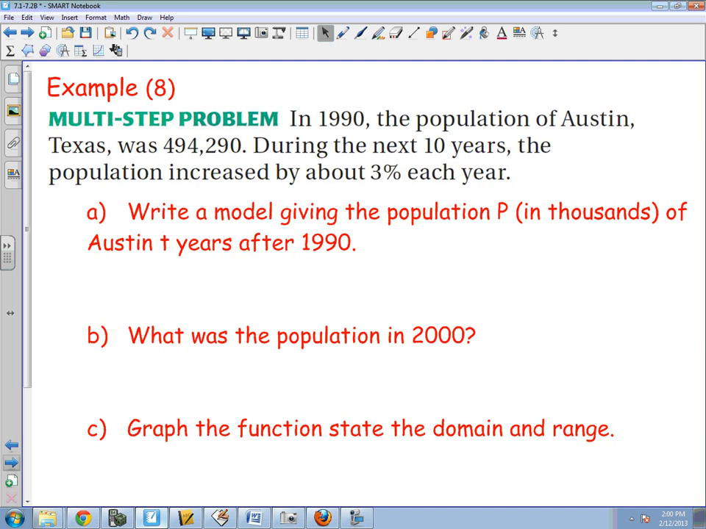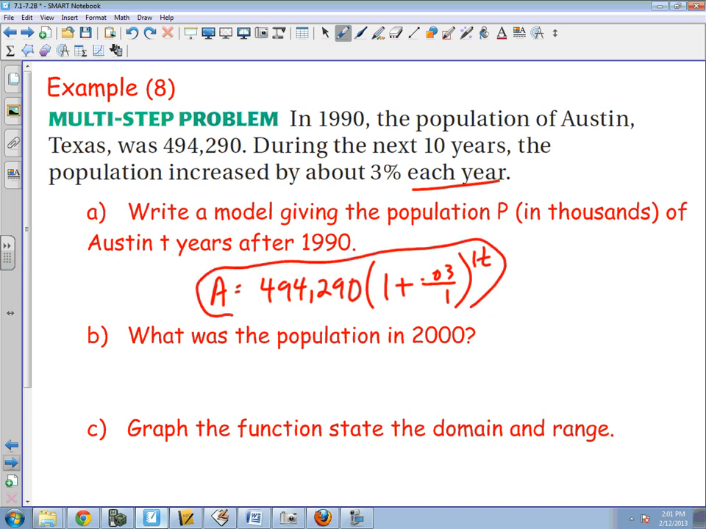All right. The next question is a little bit trickier. Looking at this problem, it says in 1990, the population of Austin, Texas was 494,290. During the next 10 years, the population increased by about 3%. So here's your model. You got 494,290 as your a. And now that you've done this a few times, it should be easy. 3% interest, and you're compounding it each year, so it's to the 1 times t power. Okay? So there's your model. Done, just like we did the other ones.